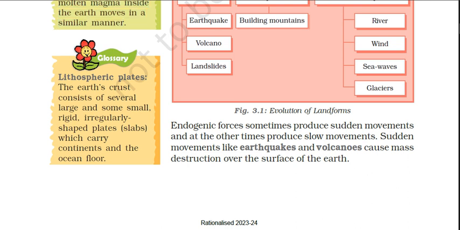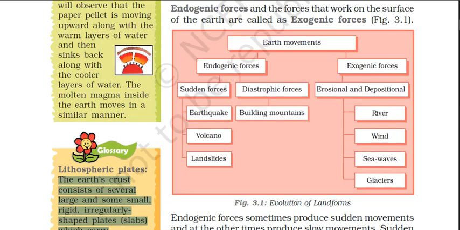Lithospheric plates. The Earth's crust consists of several large and some small, rigid, irregularly shaped plates or slabs which carry continents and the ocean floor. This is a diagram on the evolution of landforms.